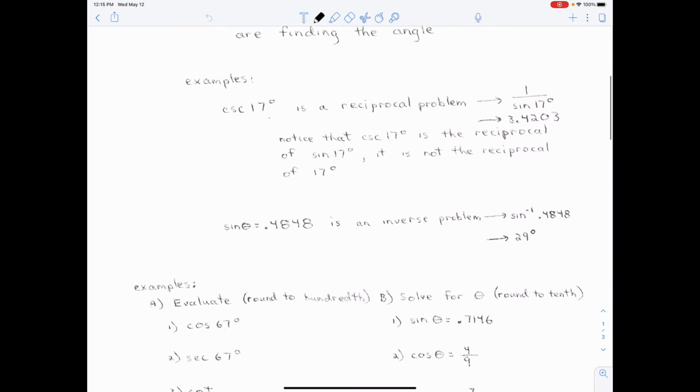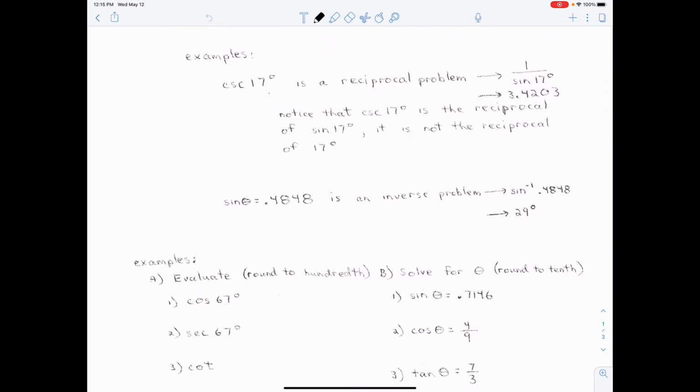Now let's take a look at the second case where you're trying to find an angle. You have sine of theta equals 0.4848. That's an inverse problem. We're going backwards. So what you're going to use is inverse sine, sine to the -1. Remember, a negative exponent means reciprocal, except when you're dealing with function notation, and they are called trig functions. Sine to the -1 is not 1 over sine. It means inverse sine. It means do the opposite. So if you take the inverse sine of 0.4848, and we just round it off to the nearest degree, you get 29 degrees.